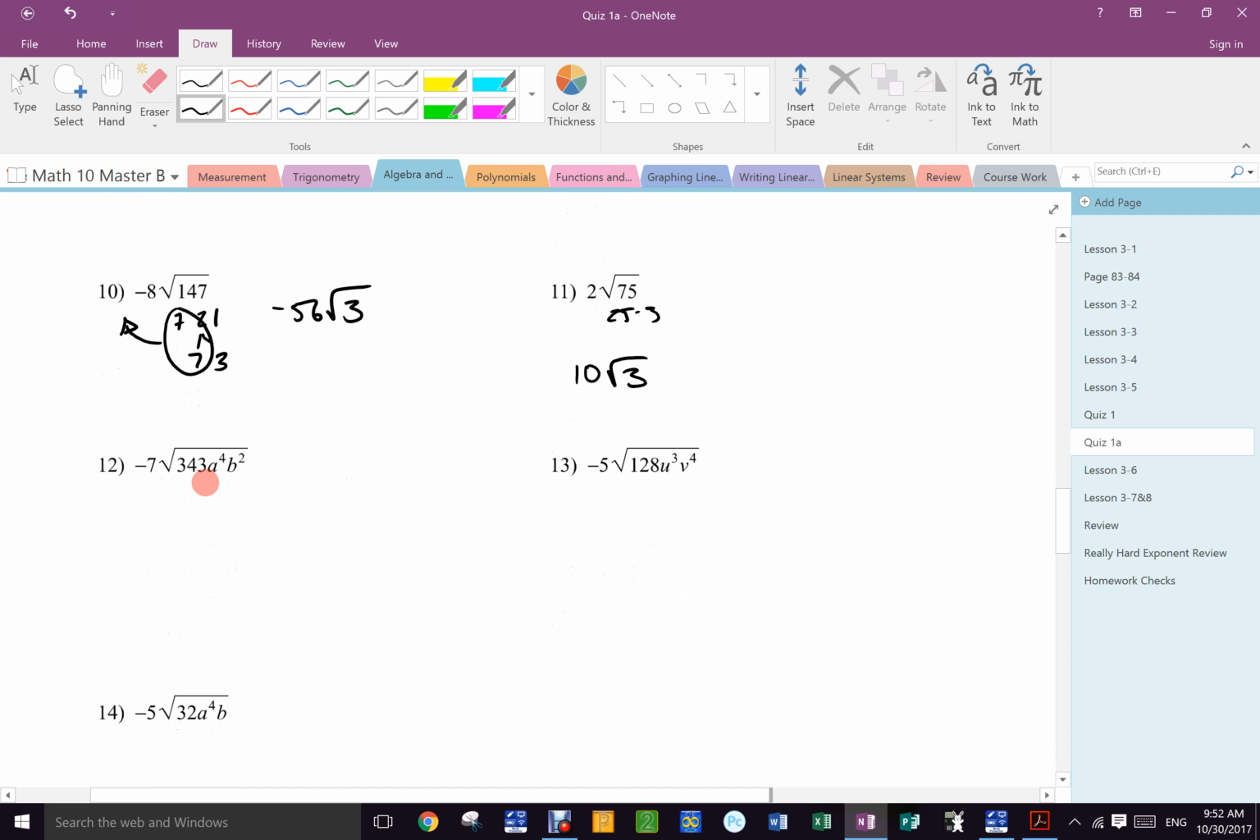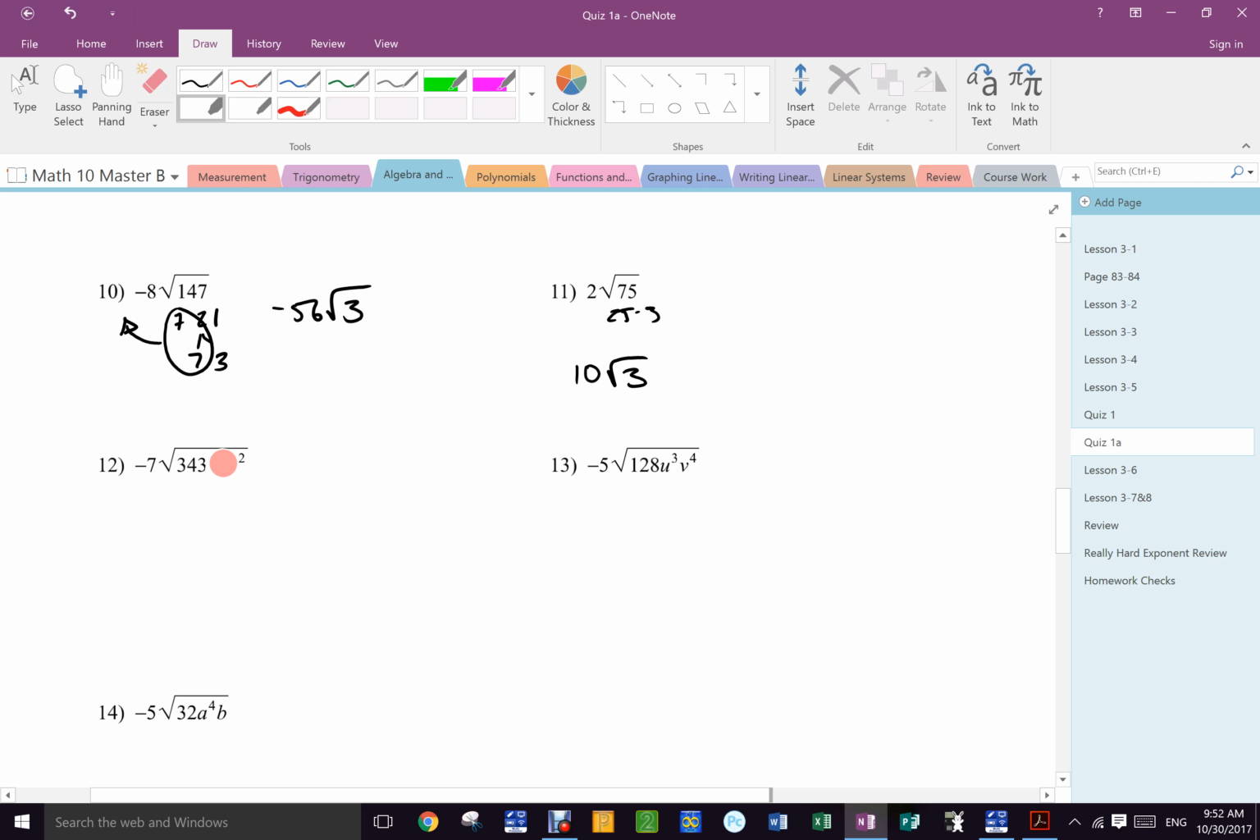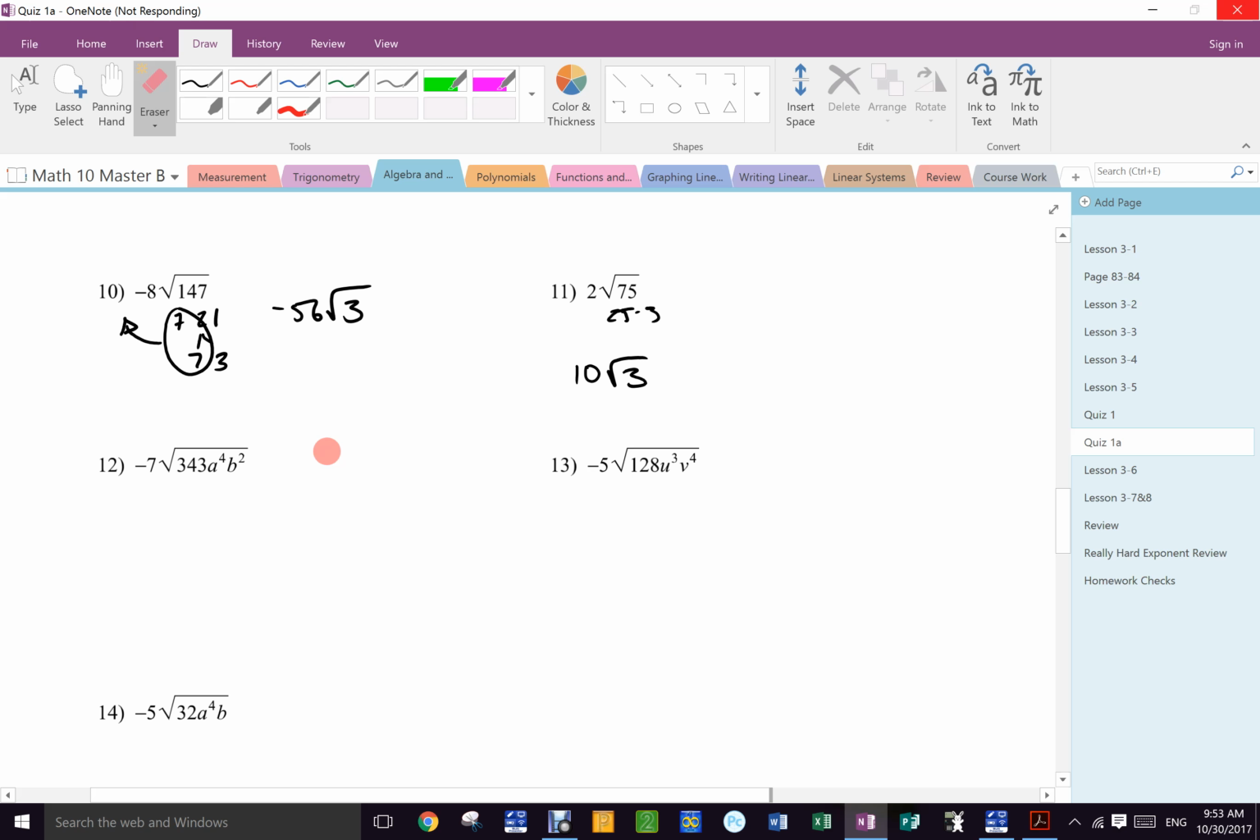Now we get to the snaky stuff. If that's not there, do you know how to do it? The letters. If the number's not there, do you know how to do it? Yeah, you do.